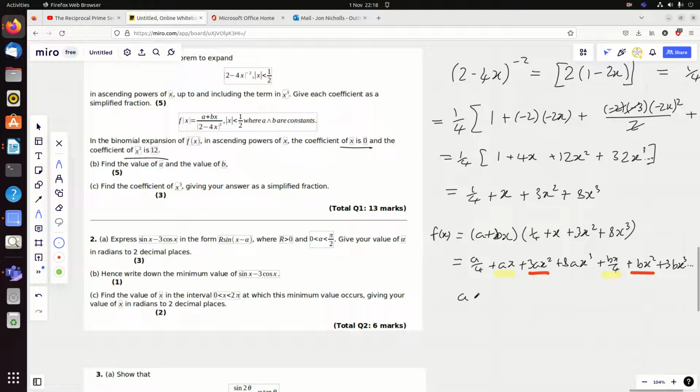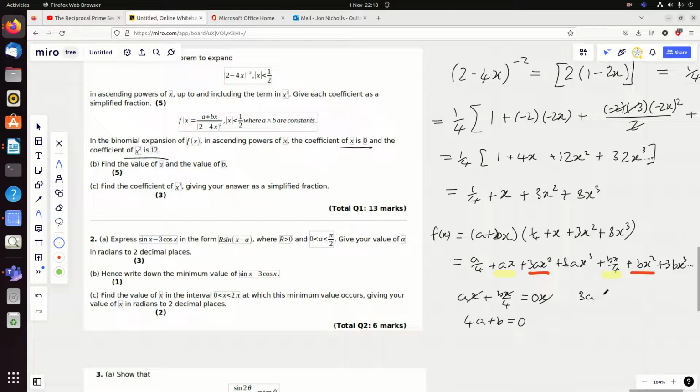What can we say about that? Well, we can say that ax plus bx over 4 is supposed to be equal to, if you like, 0x, because the coefficient of x is 0. You can now cross out the x's, times by 4, you get 4a plus b is 0. Yep, that's right. This question's really a simultaneous equation.